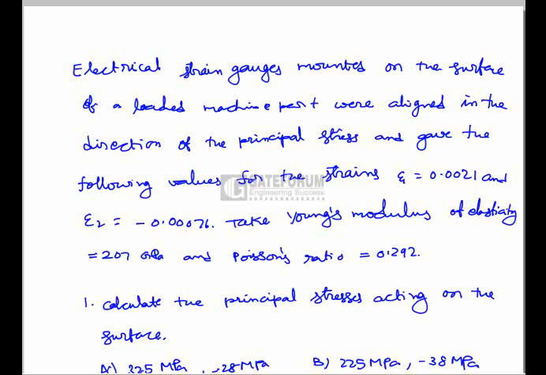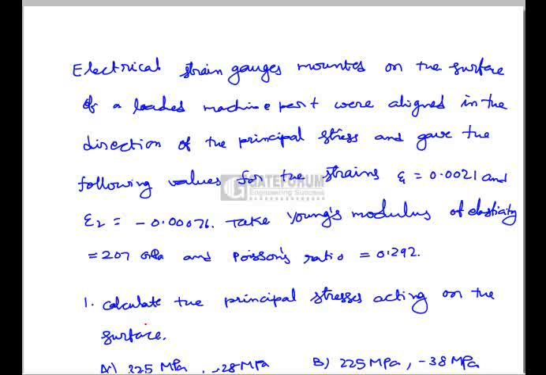Strain gauges mounted on the surface of a loaded machine part were aligned in the direction of principal stresses and gave the following values for the strains. Epsilon 1 is equal to 0.0021 and epsilon 2 is equal to minus 0.00076. Take Young's modulus of elasticity is equal to 207 gigapascal and Poisson's ratio is equal to 0.292.